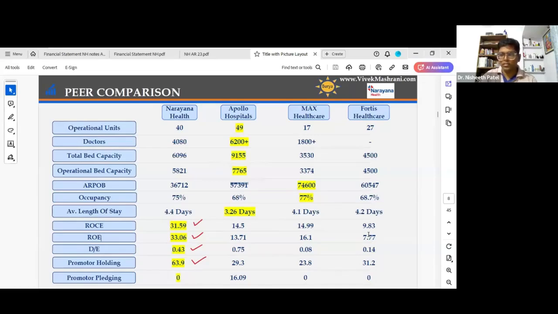Why to take risk? Okay, so this is the basic thing, that ROE or ROC, if you are investing in any hospital, you have to always check ROE or the ROC.